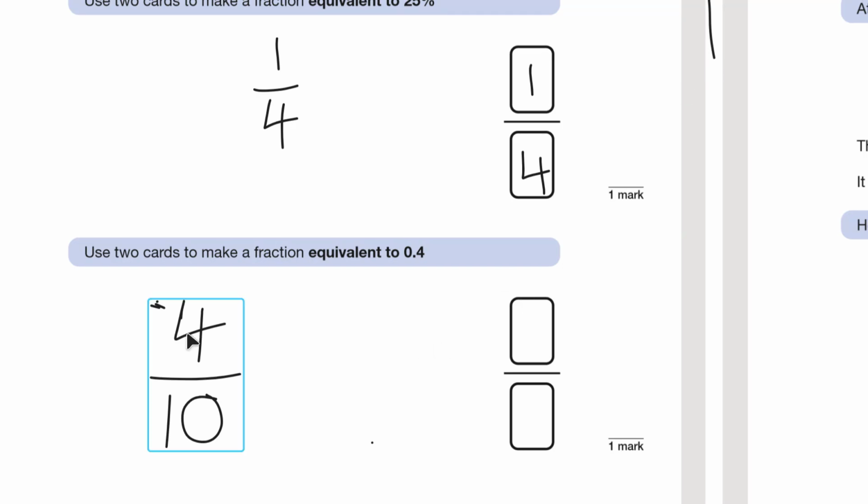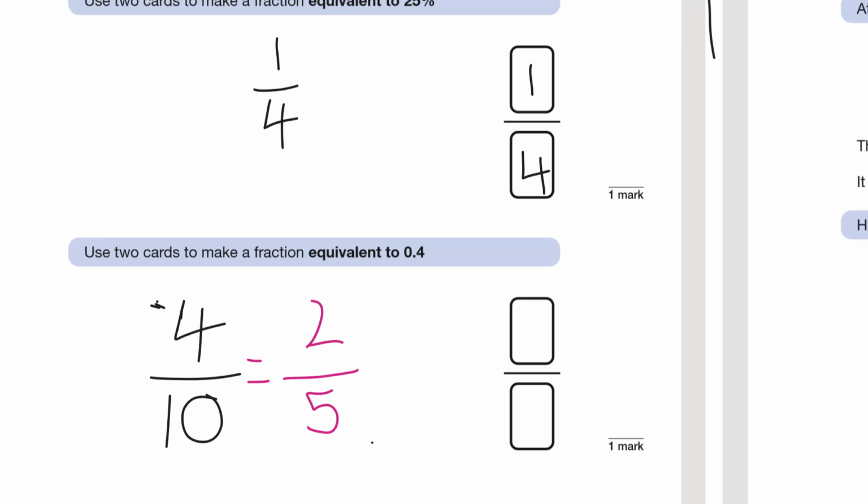So I could think about going bigger or smaller. Now, if I made 4 tenths bigger, it would be 8/20ths, for example. Well, I don't have any cards that are bigger than 5. So I'm going to have to make this smaller. So what about halving it? So 4 halved is 2 and 10 halved is 5. So 4 tenths and 2 fifths, they are the same fraction. They are equivalent. So if 4 tenths is equivalent to 0.4, then 2 fifths is also equivalent to 0.4.